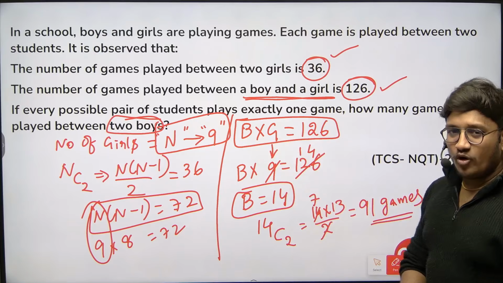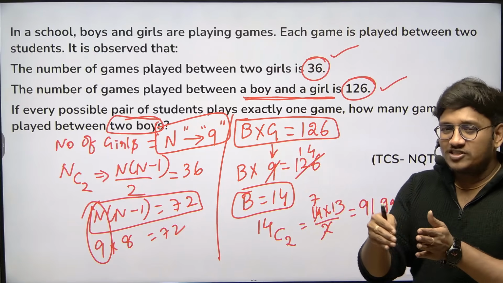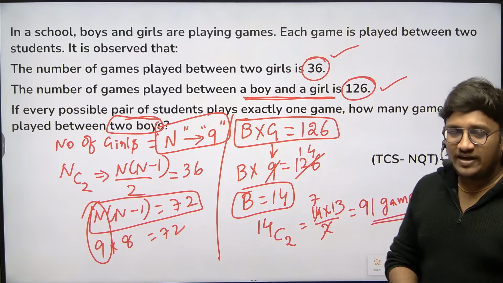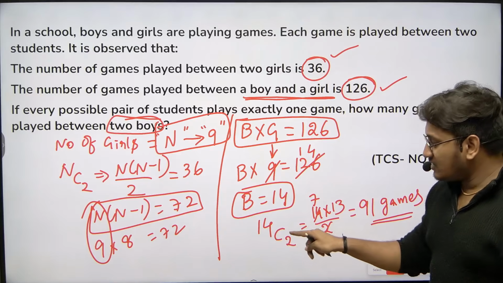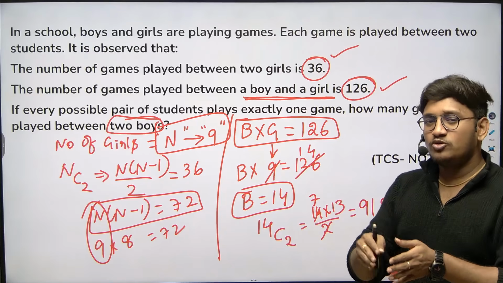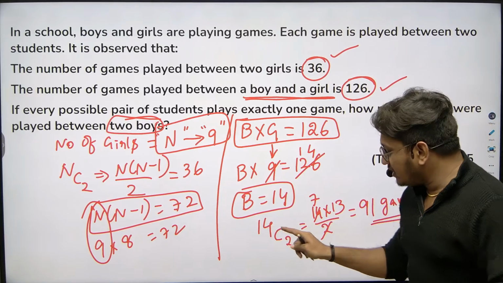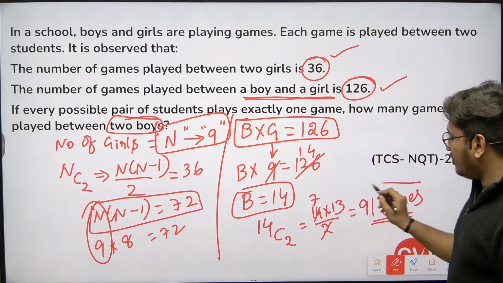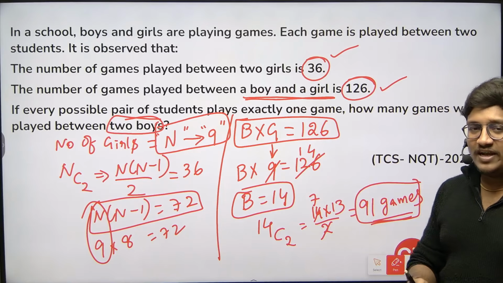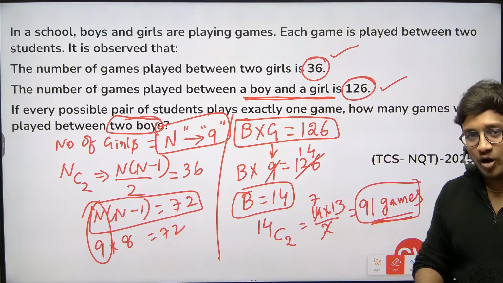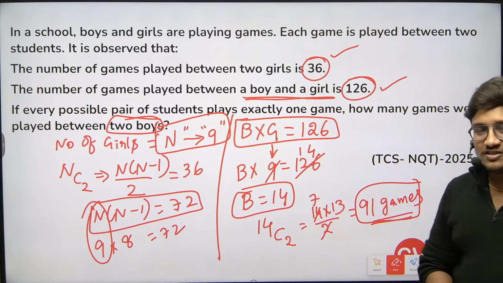After getting the number of boys, they clearly mentioned how many boy-to-boy games can be played in the school. So obviously, with 14 boys, in order to play one particular game, a minimum of 2 boys are required. How many ways can I select 2 boys out of 14? 14C2. So the answer will be 91. There are 91 games that can be played in a school between boys. Hope you all are clear with this particular question.